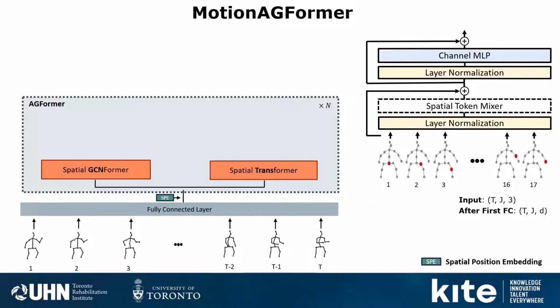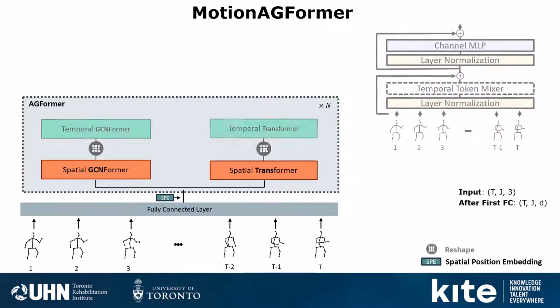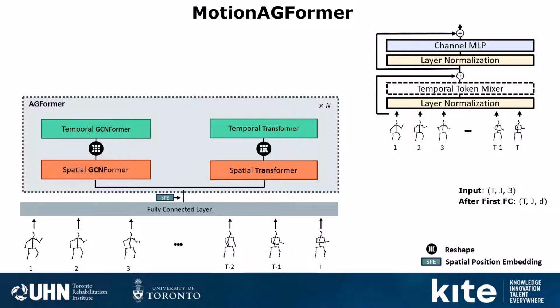And following these spatial modules, we reshape the tokens so that each token represents a single frame now, and then we apply temporal MetaFormer modules, which are responsible for extracting the inter-frame relationship in the sequence. And finally, we need to merge them.